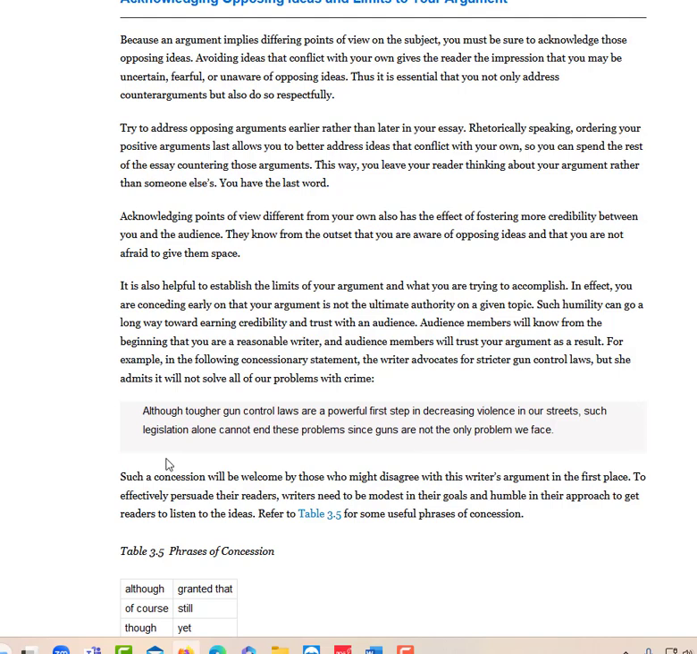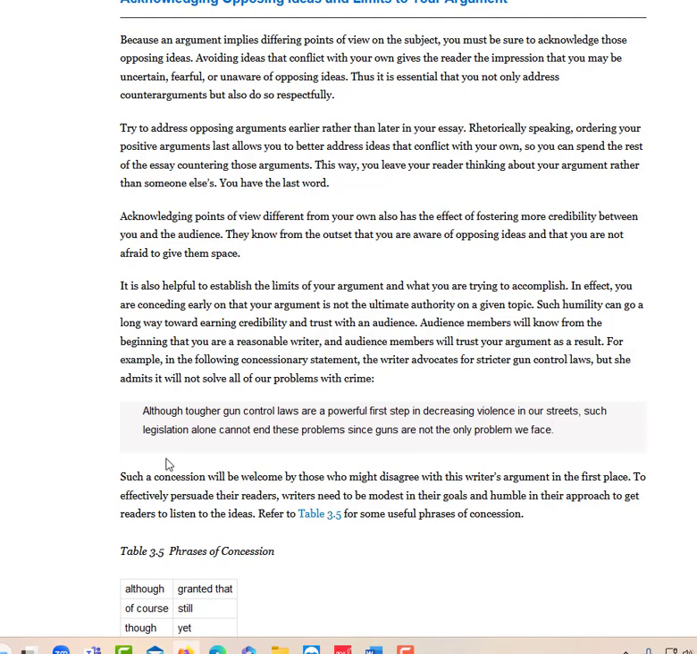Audience members will know from the beginning that you are a reasonable writer, and audience members will trust your argument as a result. For example, in the following concessionary statement, the writer advocates for stricter gun control laws, but she admits it will not solve all of our problems with crime. Although tougher gun control laws are a powerful first step in decreasing violence in our streets, such legislation alone cannot end those problems, since guns are not the only problem we face.